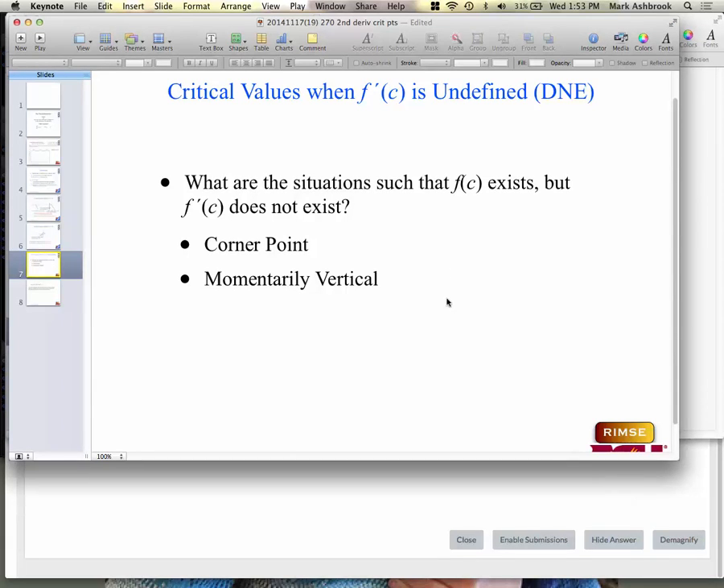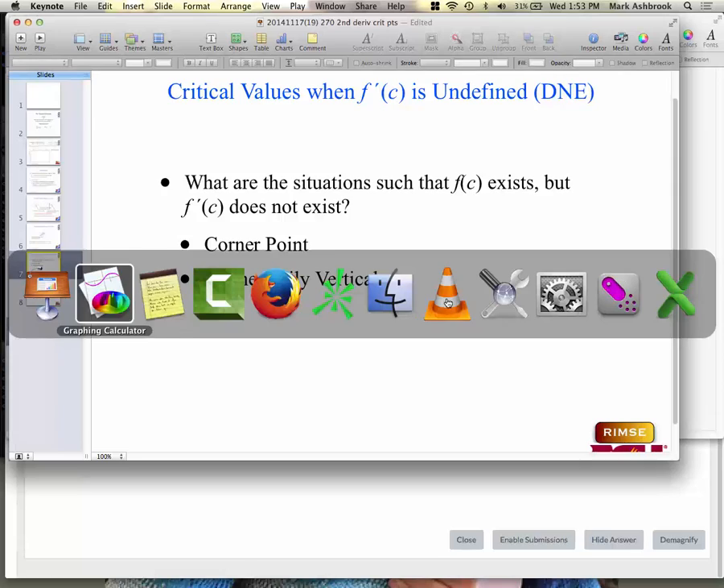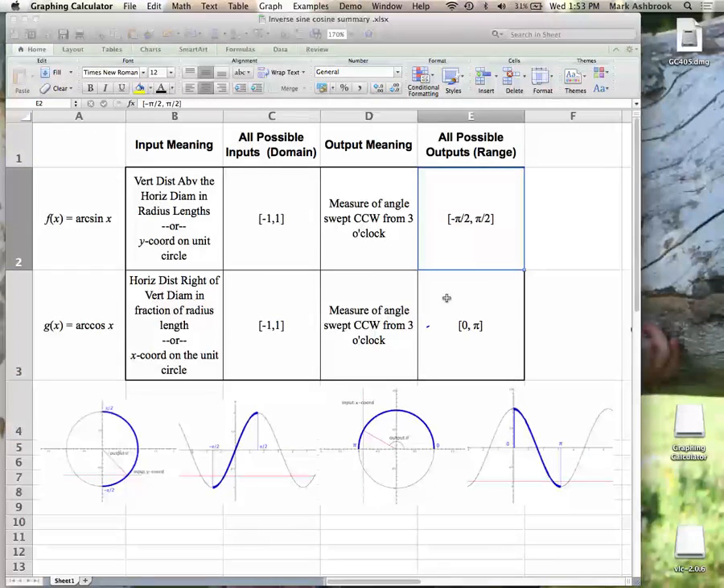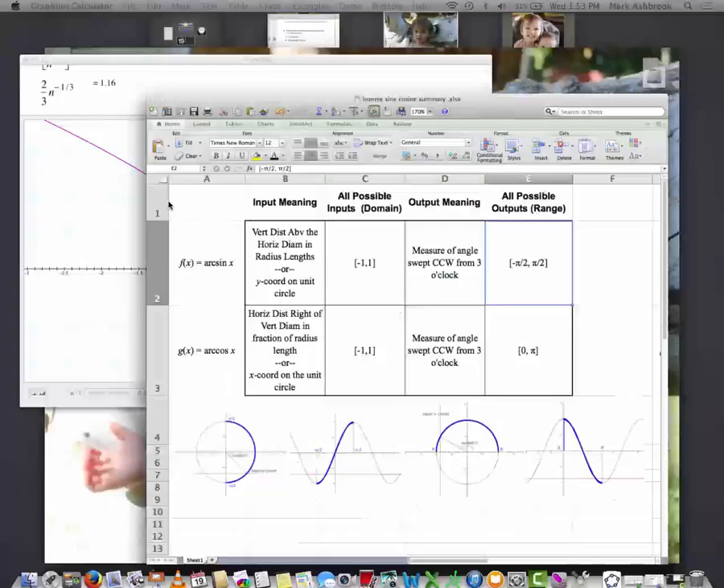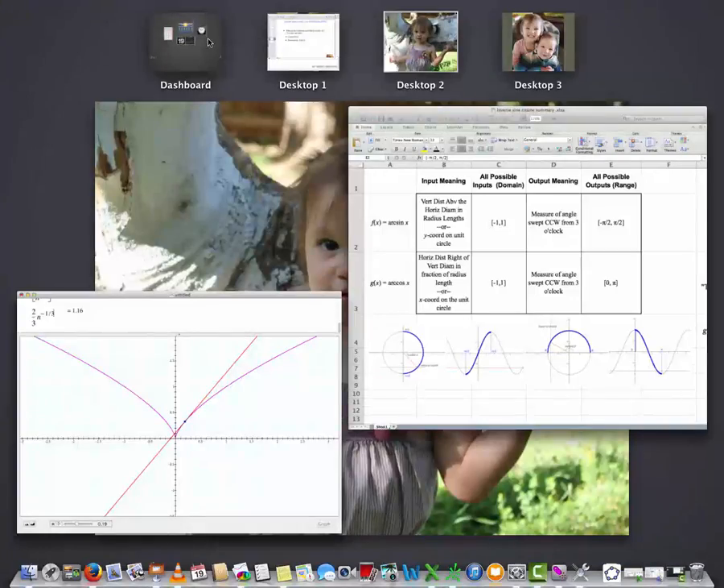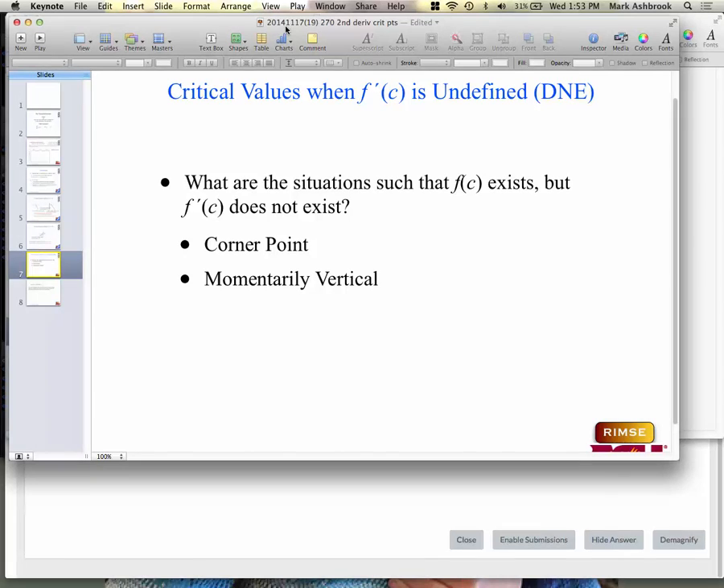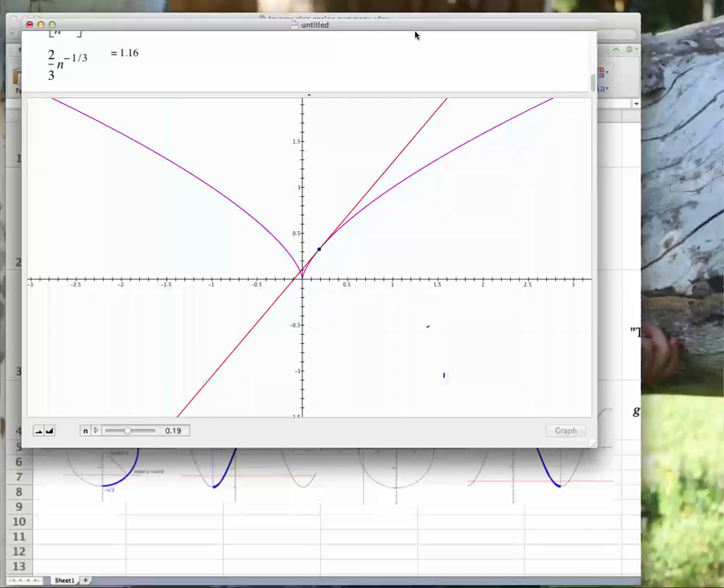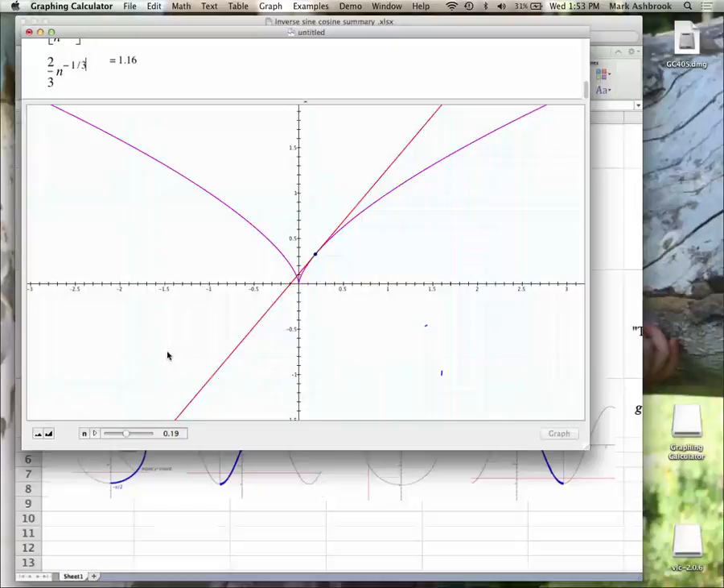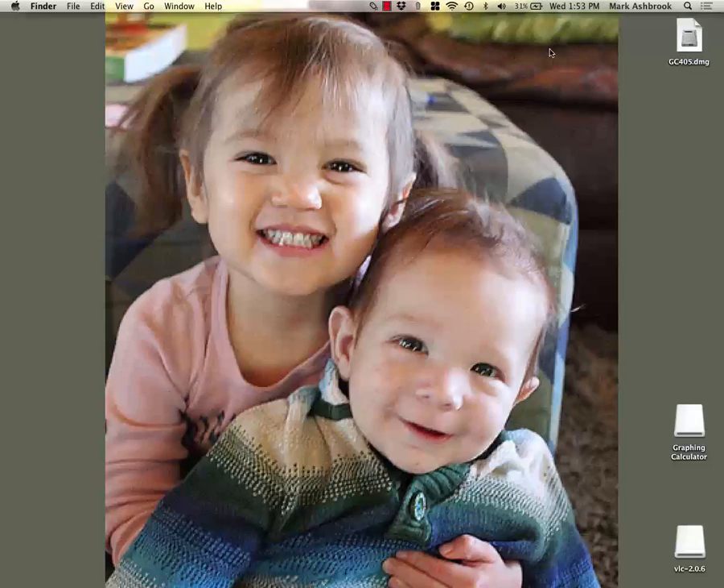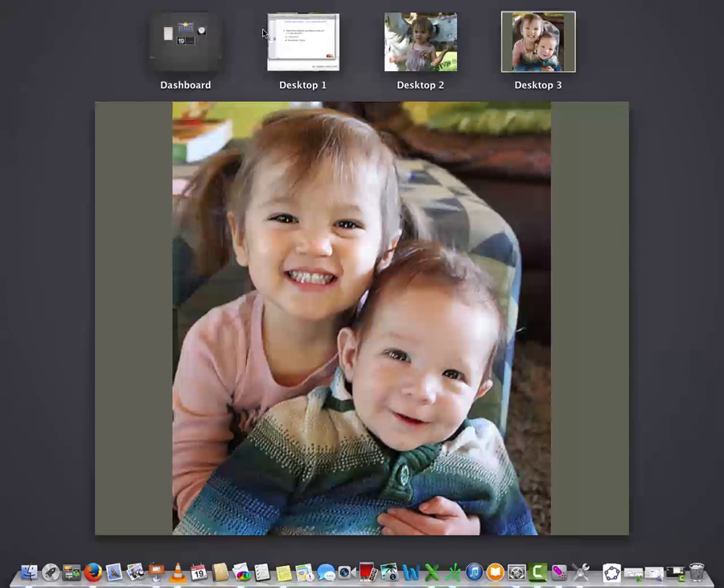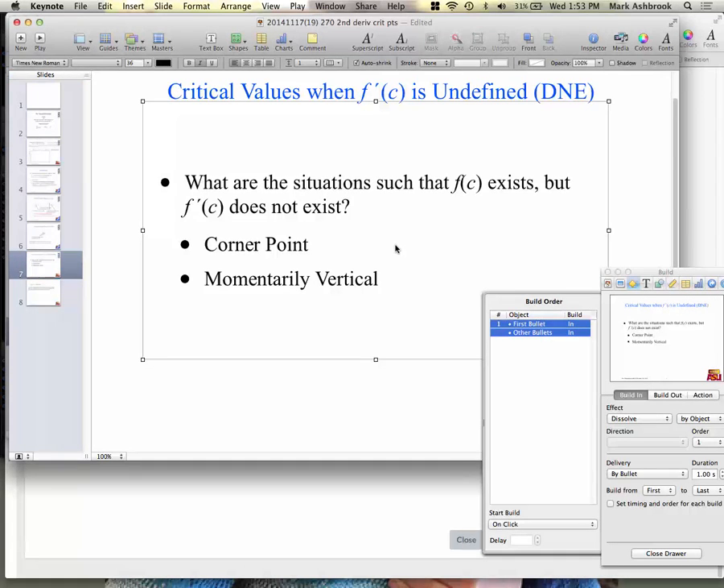where's my pen? Says it's on. Here's my beautiful kids. Trying to figure out how to turn the pen on. Still not working. Okay, I'll draw on the board. Here we go.